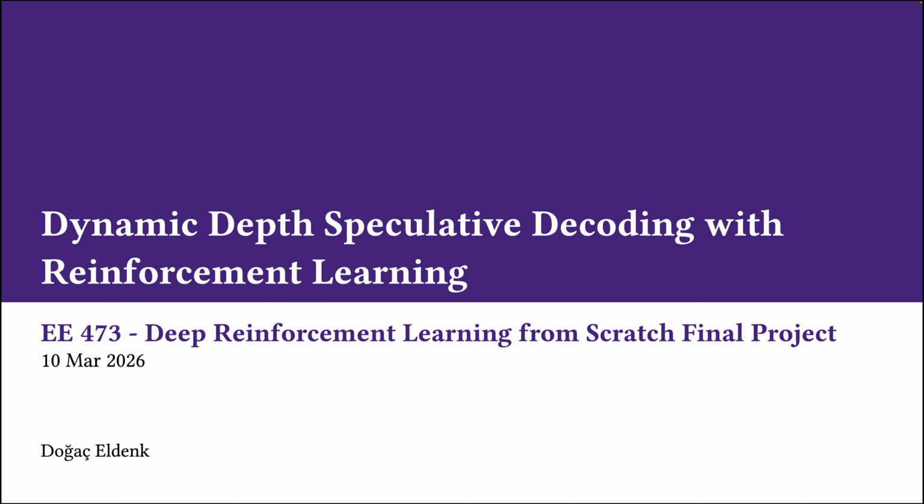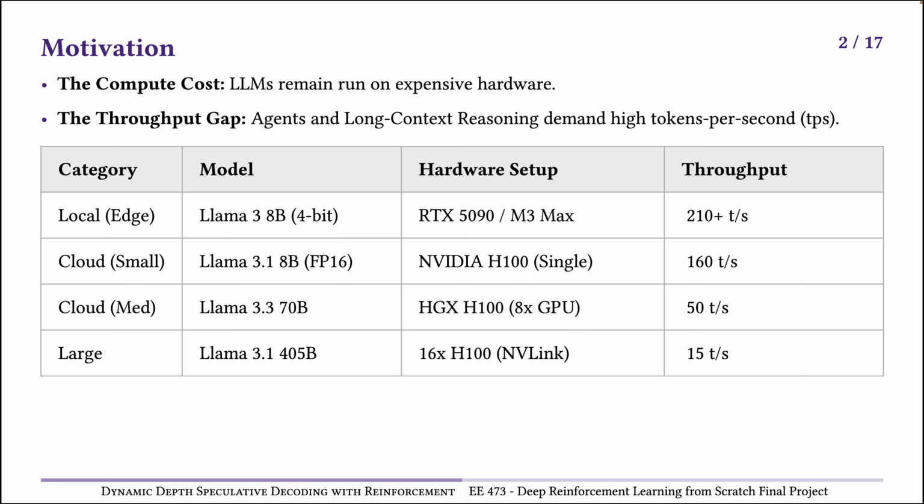Hi, this is my project on dynamic depth speculative decoding with reinforcement learning. This project is motivated to accelerate LLM inference. LLMs run on expensive hardware, and with the recent trend, users demand more throughput for agentic workflows and long context reasoning. LLMs can be deployed to your local cloud. A bigger model is generally considered more powerful, however, it also requires more compute to reach reasonable throughput for efficient serving.